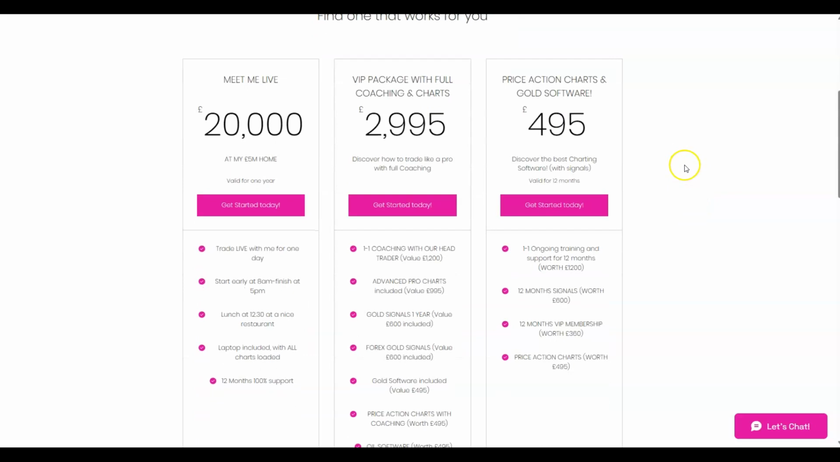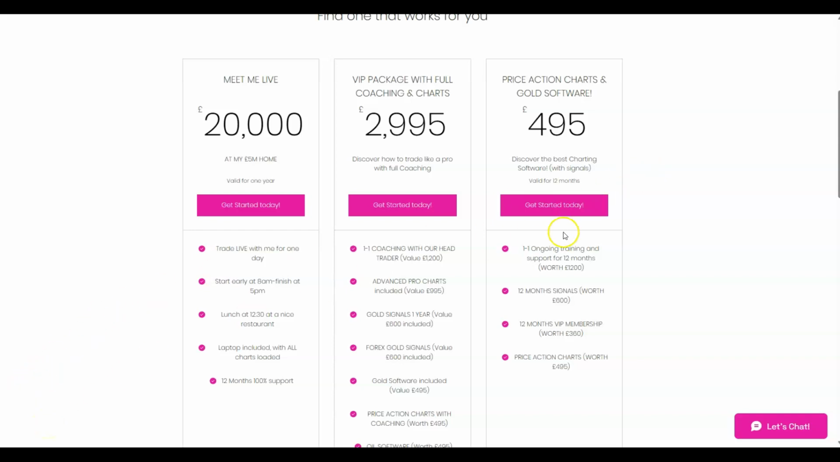And so this is the highlight of what you get. You get one-to-one ongoing training and support for 12 months. 12 months of signals worth £600 included. 12 months VIP membership included worth £360, and then you get the price action charts worth £495. Normally the gold software and the price action charts are sold separately for £495 each, so it's great value.